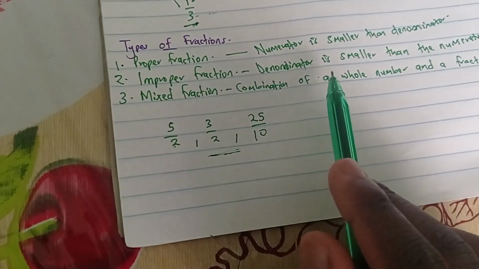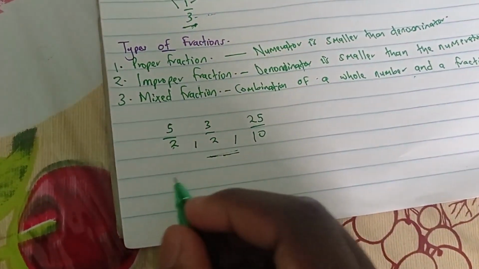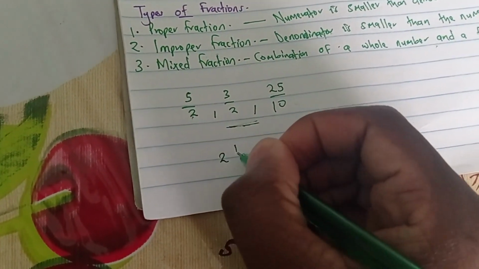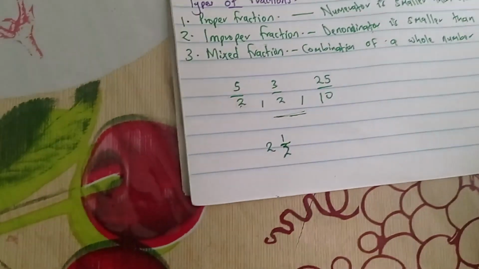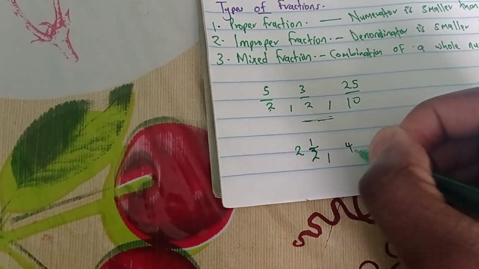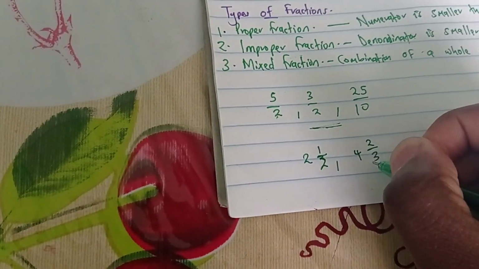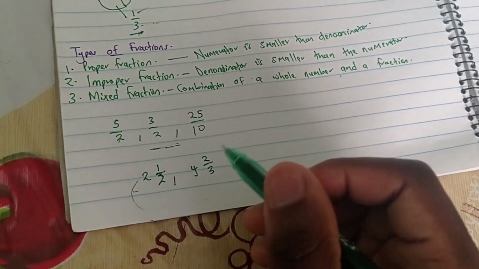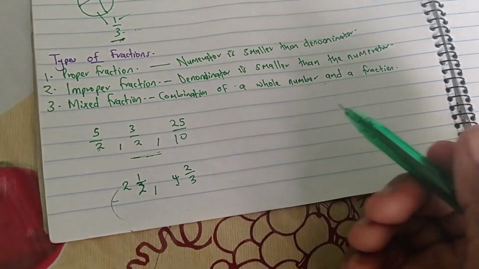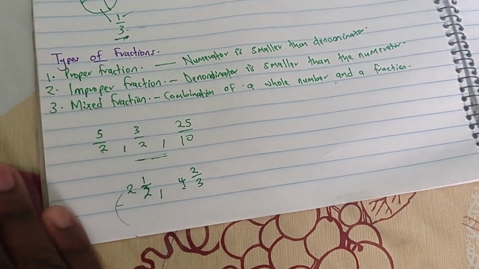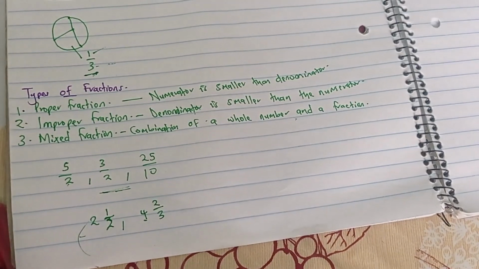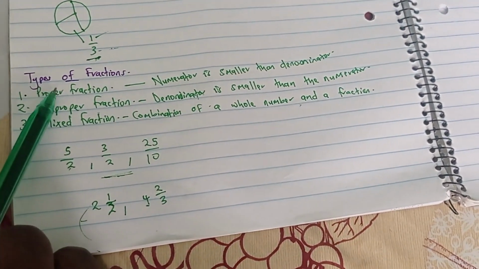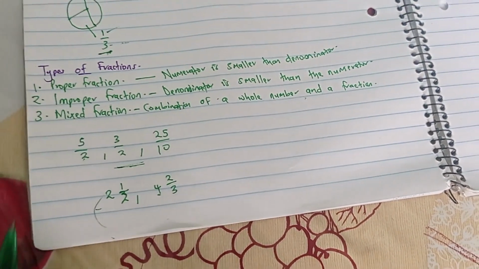Now a mixed fraction is a combination of a whole number and a fraction. So a mixed fraction is, let's say, 2 and a half. 2 and a half is a mixed fraction, or 4 and 2/3. 4 and 2/3 is a mixed fraction. And you'll get to know more about it later on in the video. So that's all you need to know about the types of fraction. There are other small types of fraction, but they're not important. These are the three main types of fractions: proper fraction, improper fraction, and mixed fractions.